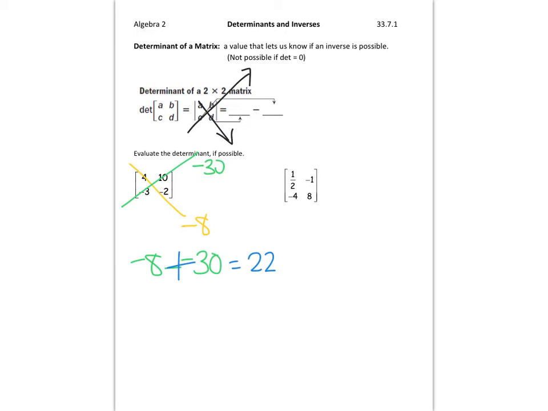Or here's another one. Downward diagonal, 1/2 times 8 is 4. Upwards diagonal, negative 4 times negative 1 is 4. So if I subtract, 4 minus 4 equals 0. So no inverse will be possible. Okay, so what do we do with this? Stay tuned.